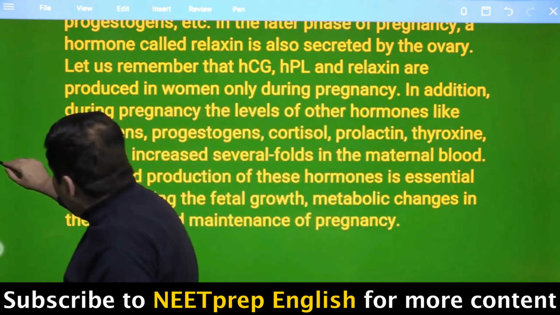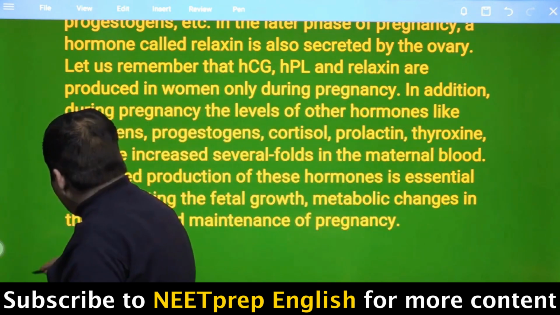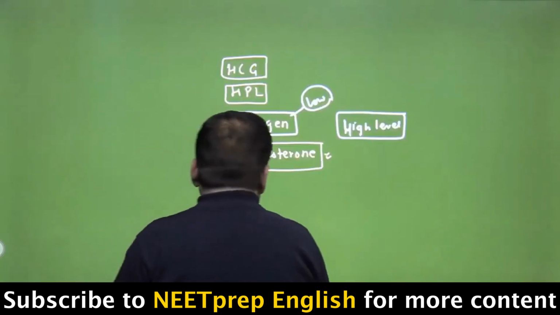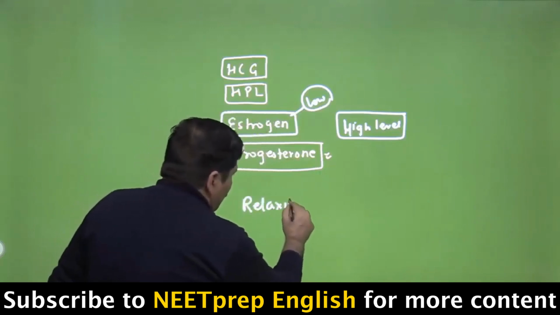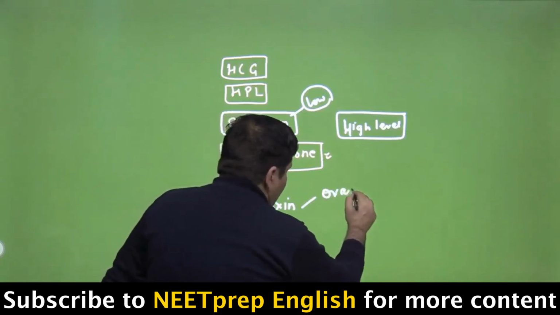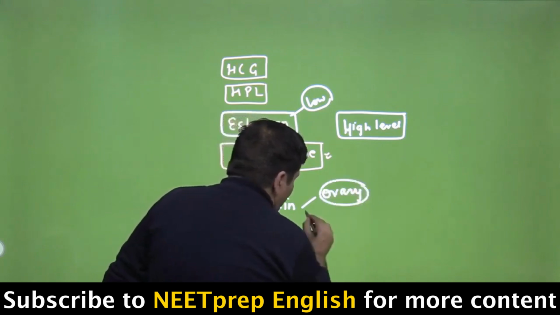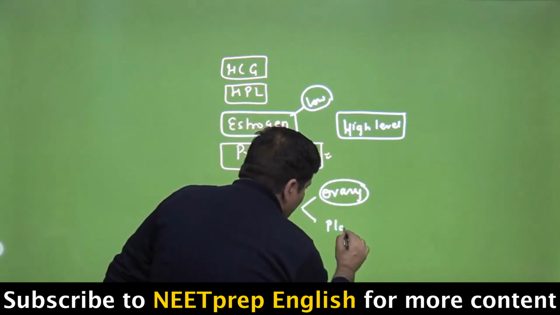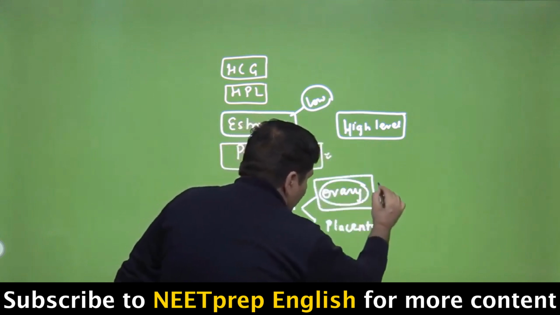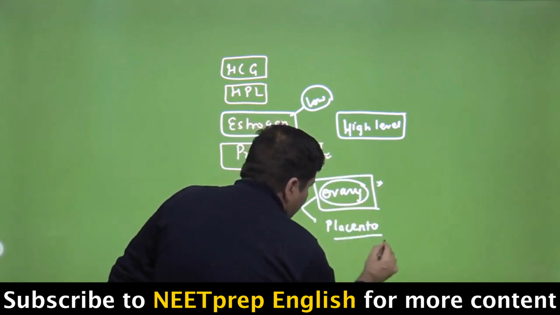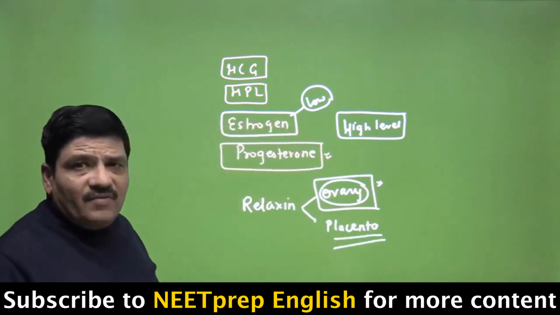Relaxin would be produced by the ovary. So relaxin is a hormone that can be produced by the ovary. This is what NCERT says, and let me tell you that it can also be produced by the placenta. But for you, this is very important because this is the information given in the NCERT. This is additional information that I am giving.